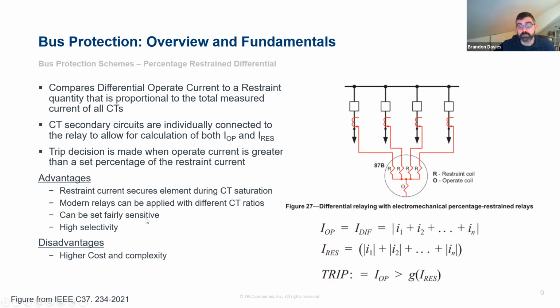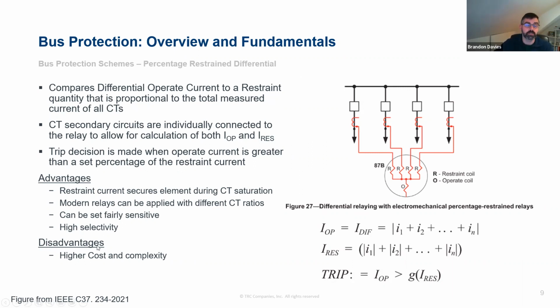You can set it pretty sensitive, because you've got this restraint current here. You don't have to be as concerned with that CT saturation issue, so you can set the pickup of this fairly sensitive, which is another advantage. And then, because you've secured the element, you've got high selectivity. This really should only be operating for bus faults, and it will only trip the required equipment. It's not going to see faults anywhere outside of the bus and respond to those. So you've got a selectivity advantage there as well.